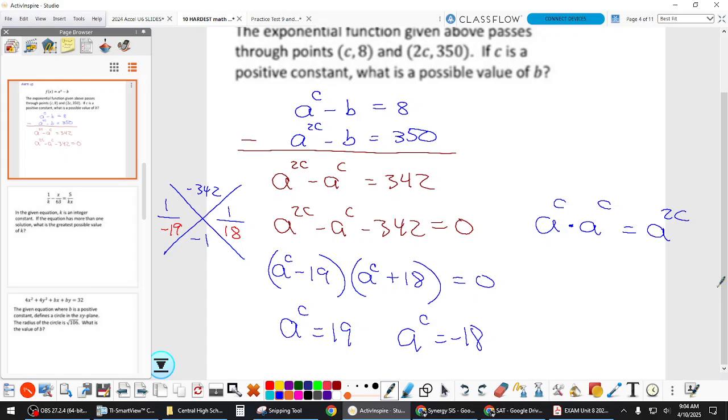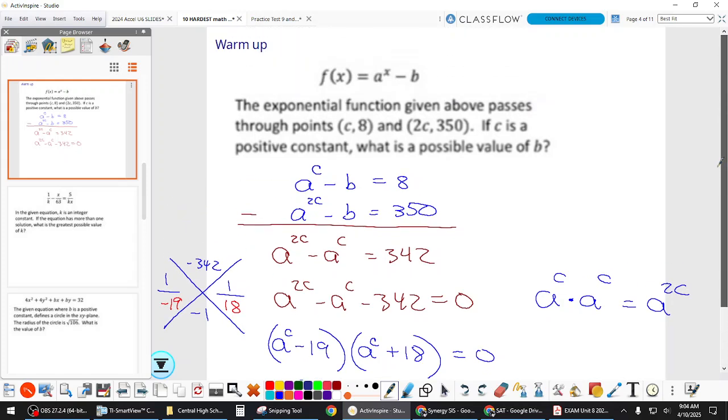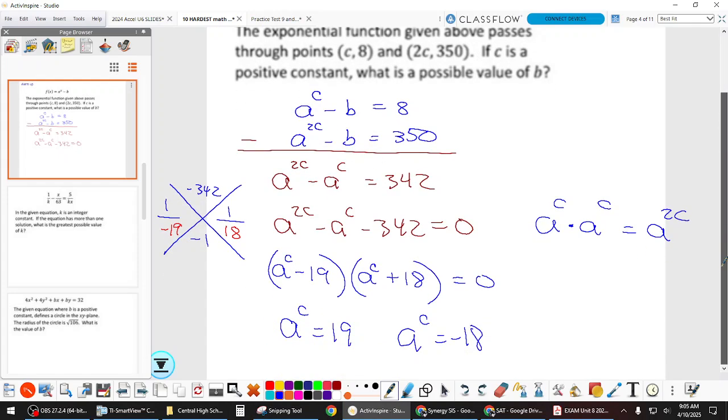What if a is negative and then c is positive 3? Then it could be a negative. True. Does it tell us anything about a? It doesn't. If c is a positive constant, okay, what is the possible value of b? So then just guess, bro. Guess and move on.